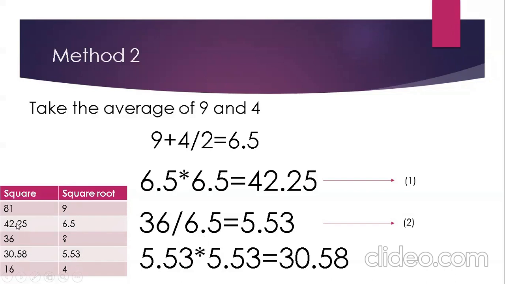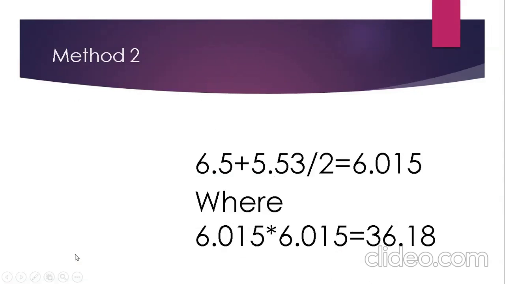So you got a new range now. Apart from 81 and 16, you got a new range, 42 and 30. Again, this is also in between. So what we'll do, again we'll find the average of 6.5 and 5.53. And so you get a new value, 6.015. Again, do the same thing. Use the first equation. So multiply those two numbers, you get 36.18.